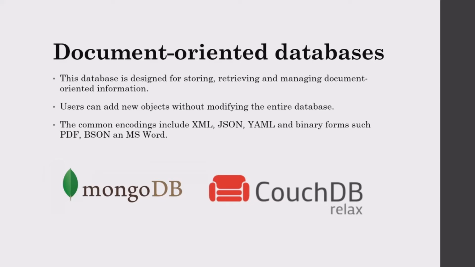The documents are of common formats like PDF, JSON, XML, etc. Documents in this type of database are addressed using a unique key. This key can be a string that refers to a URI or a path to the document.